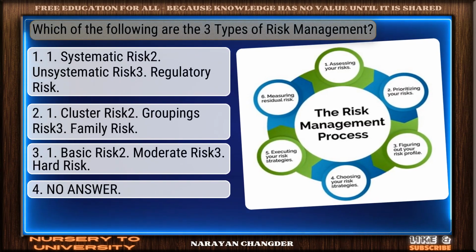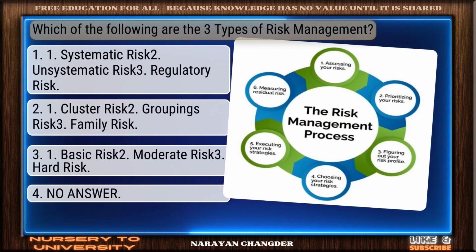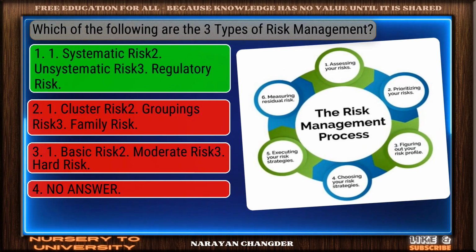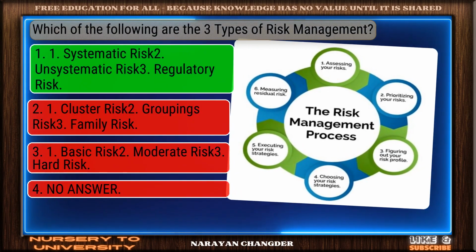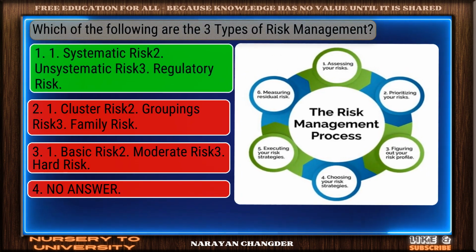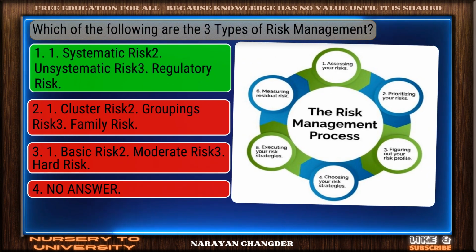Which of the following are the 3 types of risk management? Well picked. 1. Systematic risk 2. Unsystematic risk 3. Regulatory risk is the correct answer.